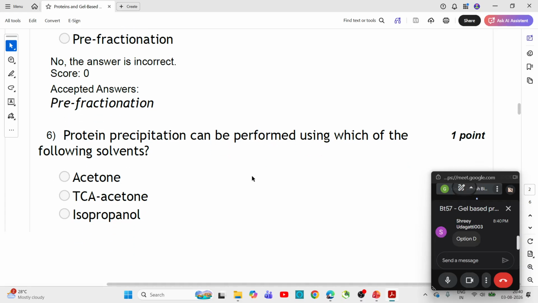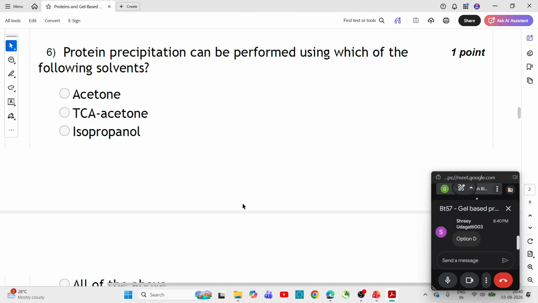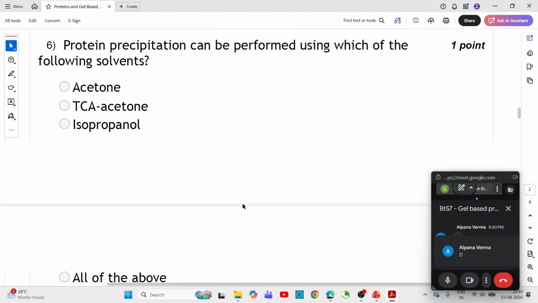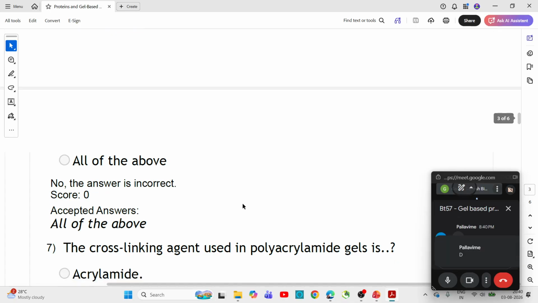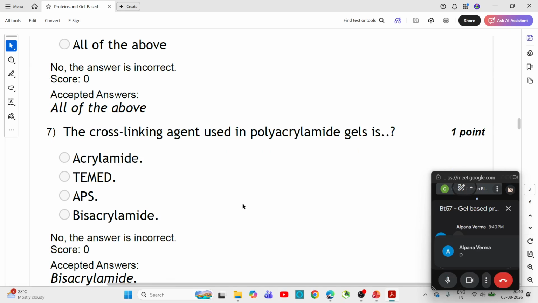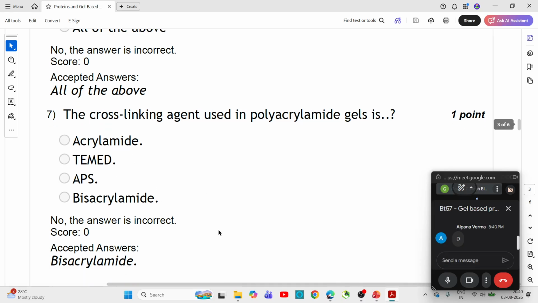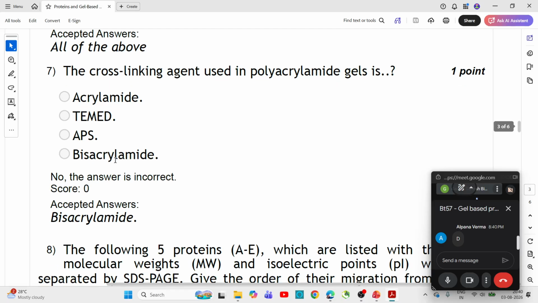Protein precipitation can be performed by which of the following solvents? Acetone, TCA, acetone, isopropanol, or all of the above. The cross-linking agent of polyacrylamide gel is bisacrylamide. That is what is cross-linking with acrylamide. TEMED is the initiator, it enhances, and APS is the initiator.